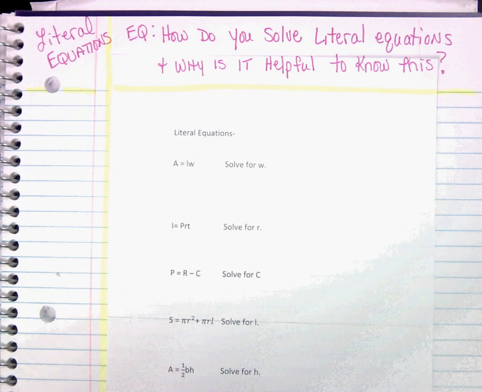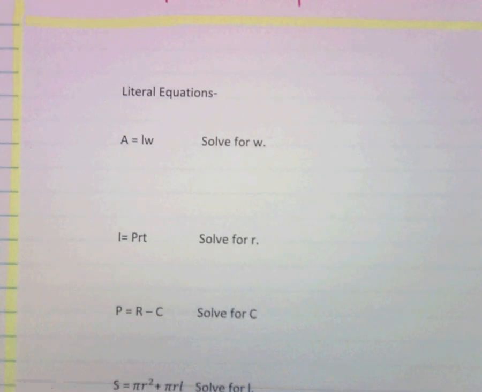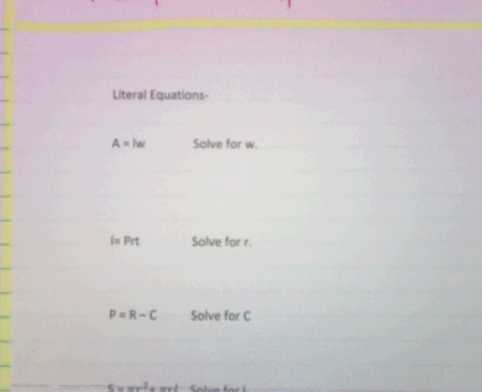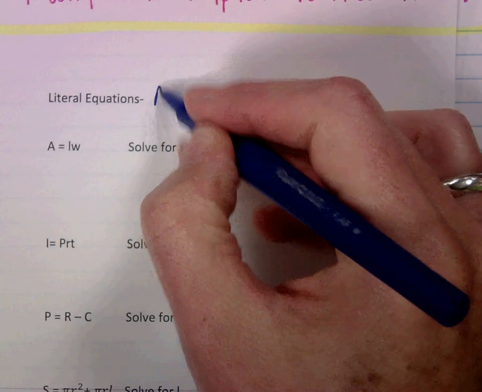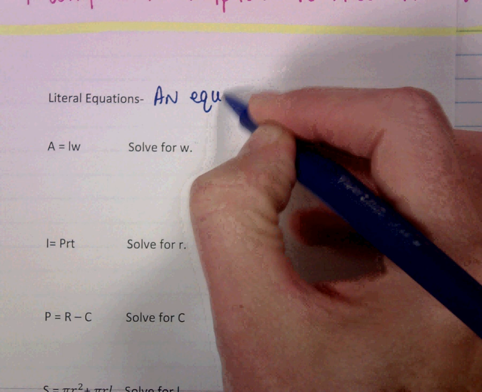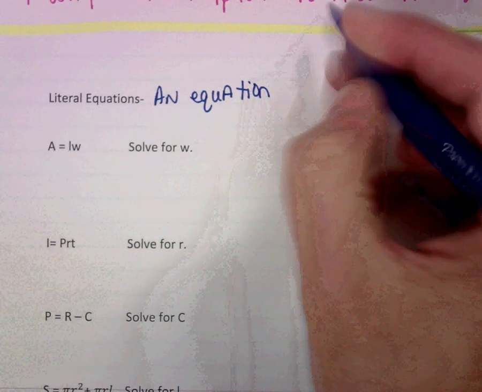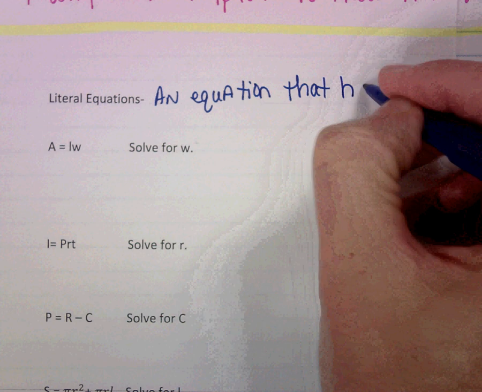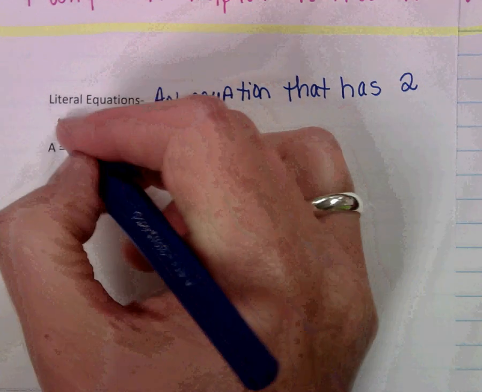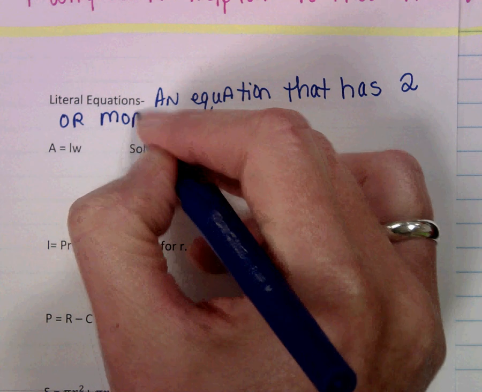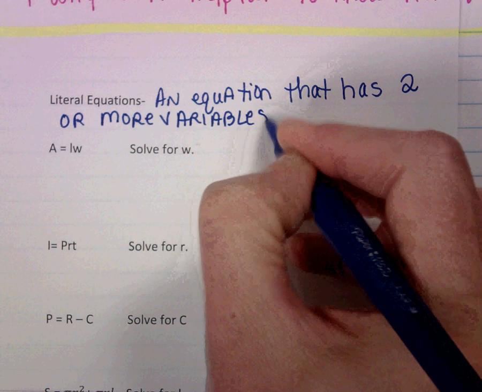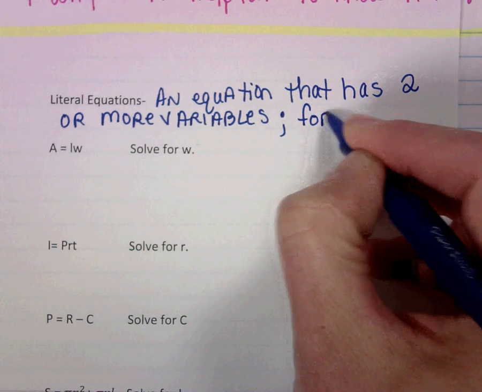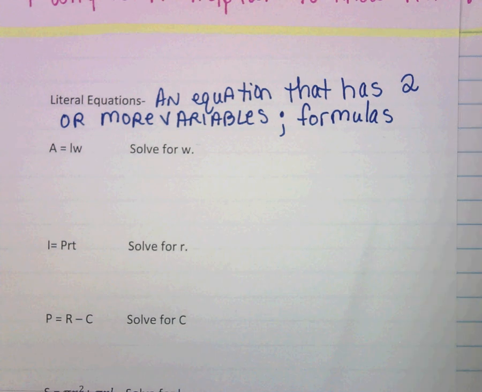So the first thing I want to do is make sure that your notes are set up, and I want to define what a literal equation is. A literal equation is simply an equation, right? An equation that has two or more variables. A lot of times we think of literal equations as being formulas. Formulas have lots of variables in them.